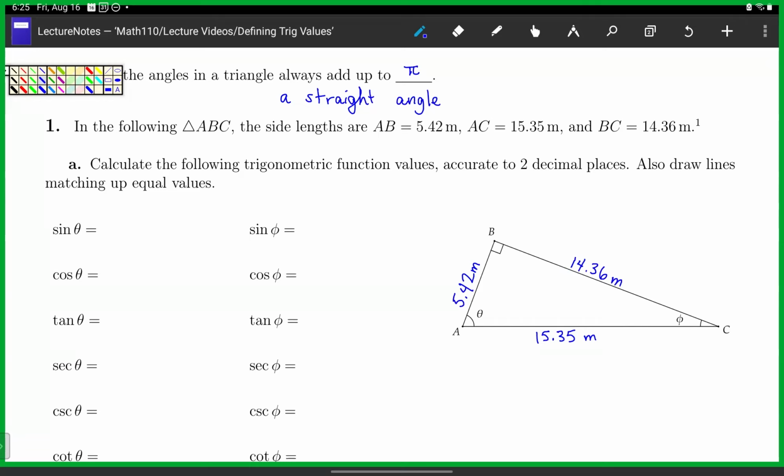And so if I look at that, sine of theta, there's theta. Sine is opposite over hypotenuse. It's probably worth noting, here's the right angle, so the side opposite that is the hypotenuse. Okay, so sine theta would be 14.36 meters divided by 15.35 meters.